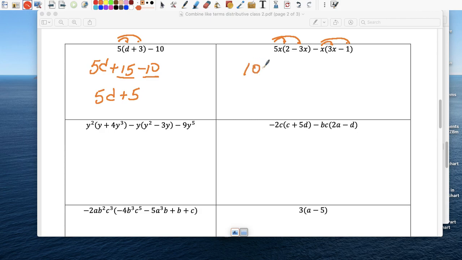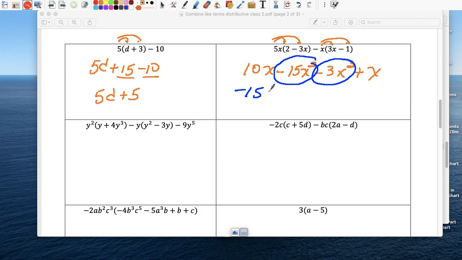5x times 2 is 10x. 5x times negative 3x is negative 15x squared. Negative x and 3x is negative 3x squared, and negative x times negative 1 is plus x. Combine like terms, I can combine this guy with this guy. Negative 15x squared minus 3x squared, and then plus 10x plus x. So we're going to get negative 18x squared plus 11x. That's the final answer.